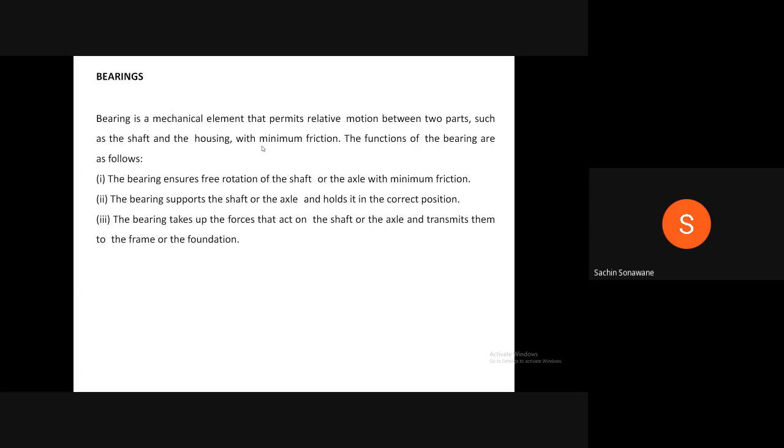The functions of the bearing are as follows. First, the bearing ensures free rotation of the shaft or the axle with minimum friction. Second, bearing supports the shaft or the axle and holds it in the correct position. Third, the bearing takes up the forces that act on the shaft or the axle and transmits them to the frame or the foundation. Therefore, this is bearing and functions of bearing.